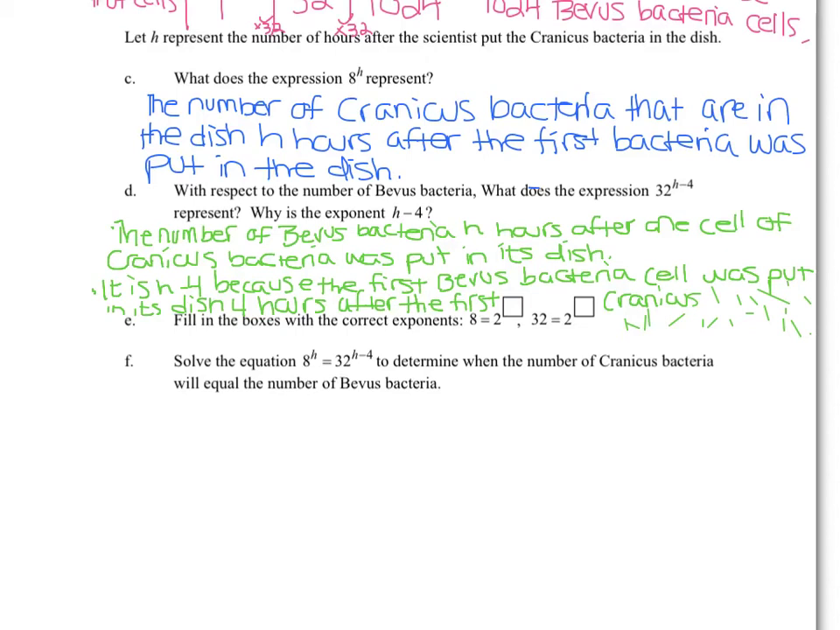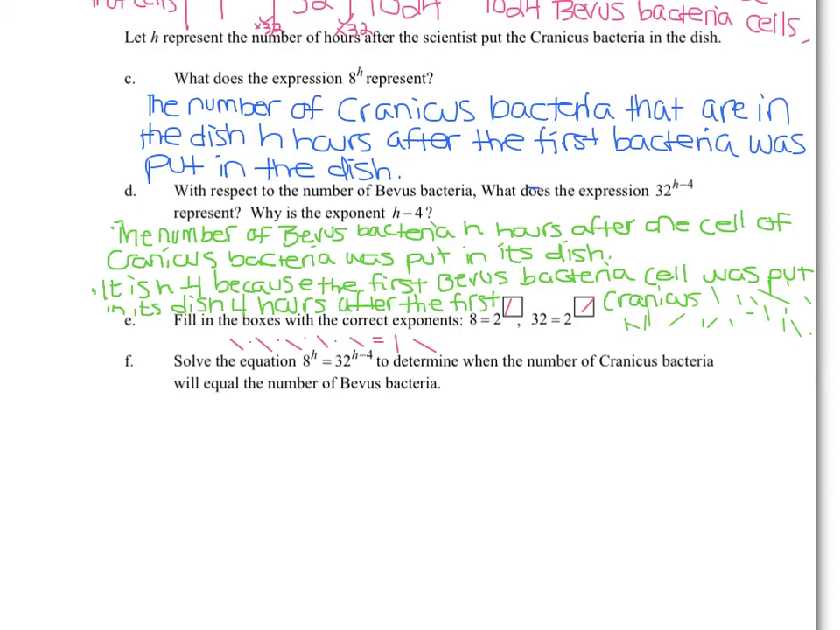So part E says fill in the boxes with the correct exponents. 8 equals 2 to the power of what? We know 2 times 2 is 4. 4 times 2 is 8. That's 3 2's, so 8 equals 2 to the third. 32 equals 2 to the power of what? Well, 2 times 2 is 4. 4 times 2 is 8. 8 times 2 is 16. And 16 times 2 is 32. So we know that 5 2's multiplied together give you 32. So 2 to the 5th equals 32.